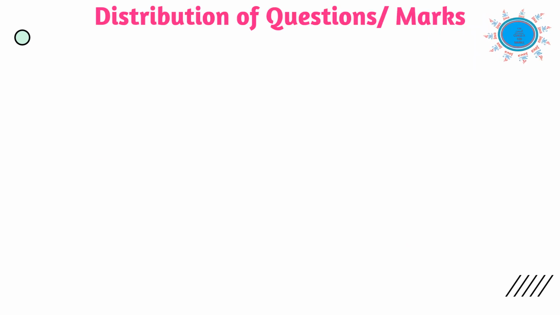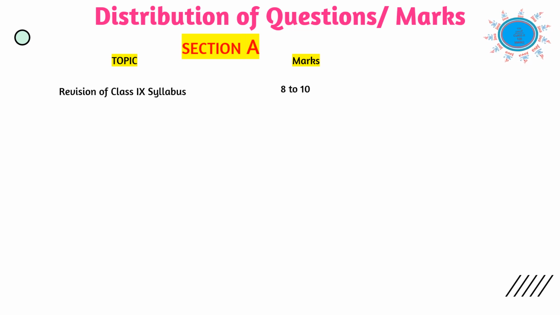Distribution of questions and marks in section A. Here we can see the topic and marks. This is an analysis, so a 1 or 2 marks difference can come in the topics. Here we can see revision of class 9 syllabus, 8 to 10 marks: math functions, identifying keywords, all these things, 8 to 10 mark questions can come.